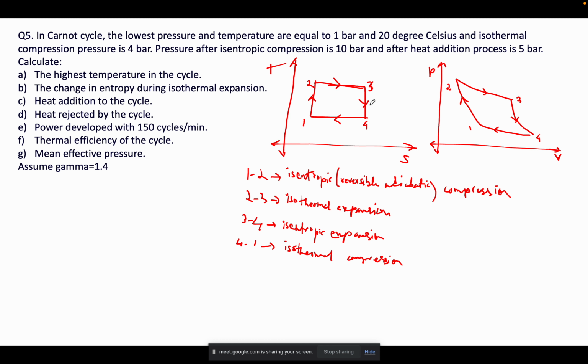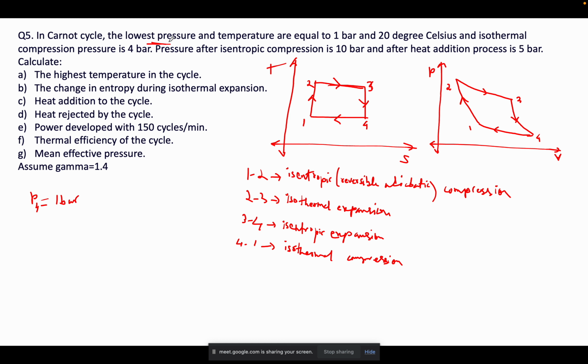Now that's why, if the question gives you the lowest pressure and the highest pressure, or lowest temperature or highest temperature, then you have to first plot both the PV and the TS diagram, then only you can understand what values they are given. Okay, so now it is telling us that the lowest pressure is given to us. In all these cases, what is my lowest pressure? My lowest pressure is P4. That's why P4 is equal to 1 bar.